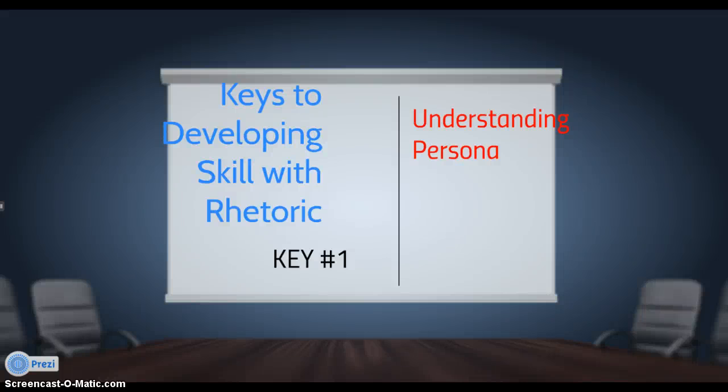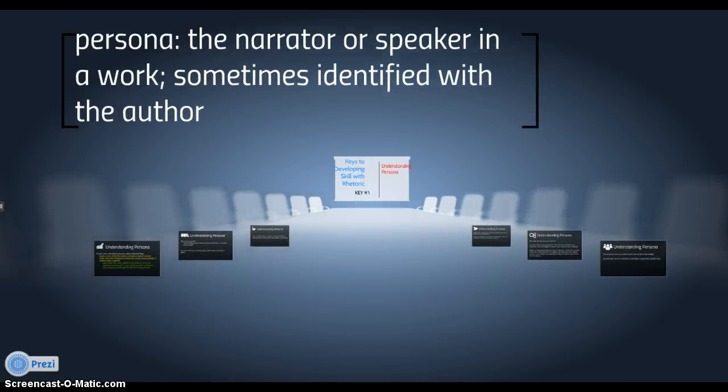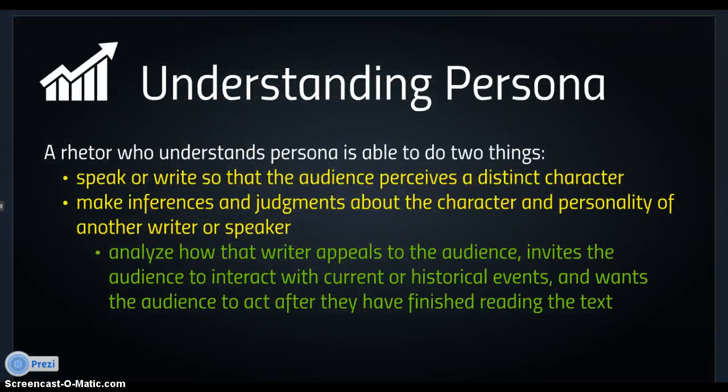What we're going to do now is the first in a series of videos about the keys to developing skill with rhetoric. We're going to start with key number 1, which is understanding persona. Let's begin with a definition of persona. Persona is defined as the narrator or speaker in a work, and sometimes this persona is identified with the author. So let's begin to understand what that means.